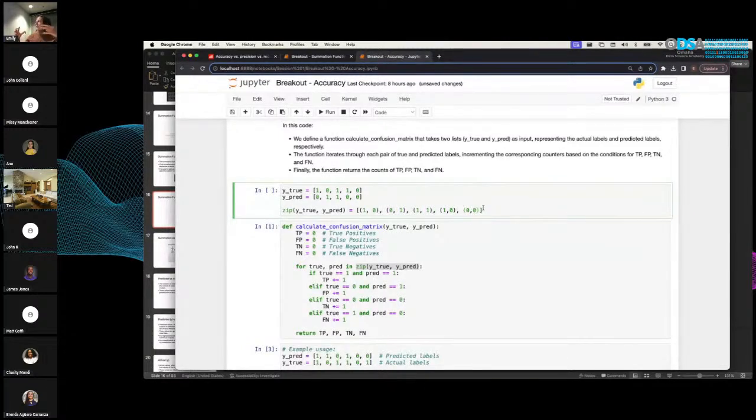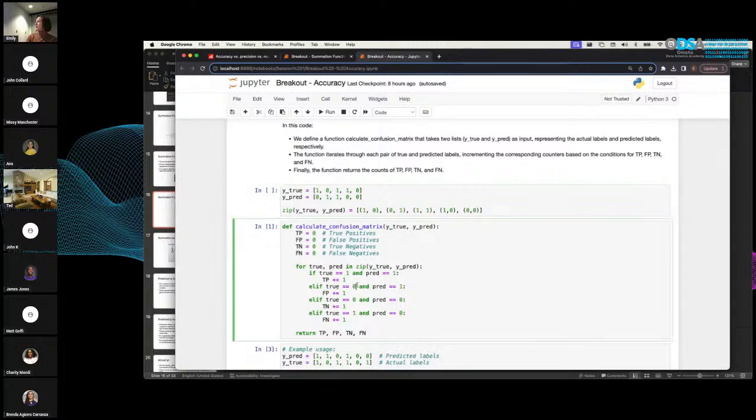So that's the zip function. It takes two lists, and like a zipper on your jacket, it zips them together. So now we have pairs in that indexed order. So that's what true is. True is this, pred is this. So as we go through this loop, what it'll say is if true is equal to 1, which it is in this case, and pred is equal to 1, well, pred's 0, so pred is not equal to 1, so we go to the elif.